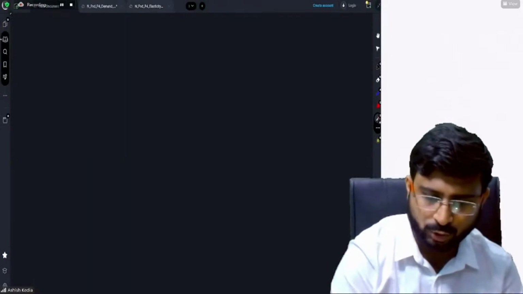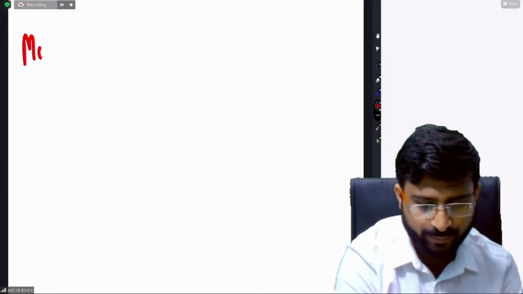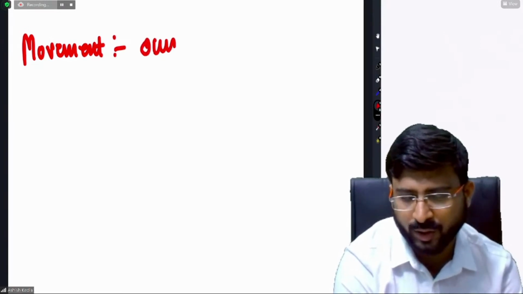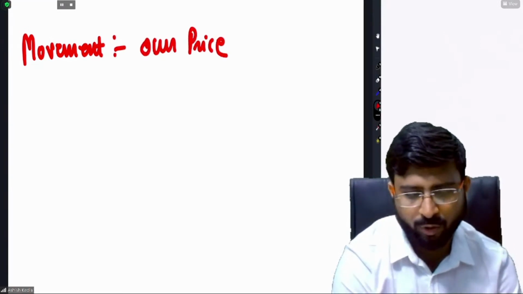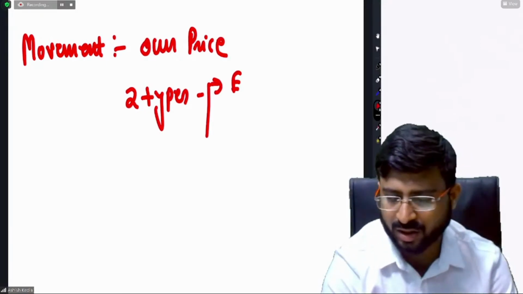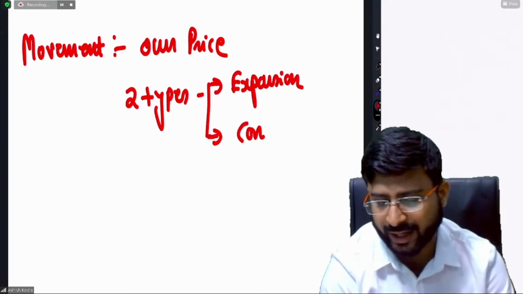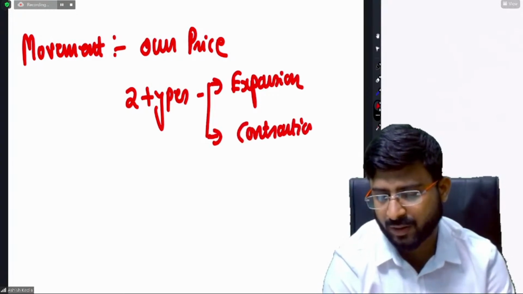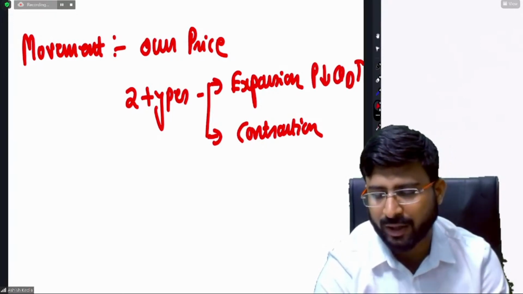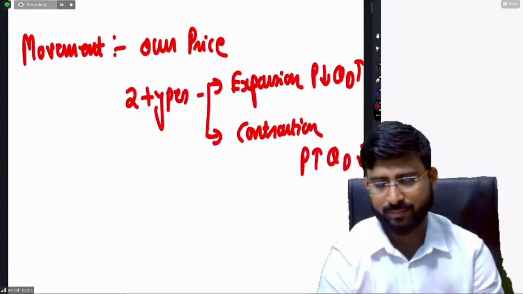Right, sir. So basically what is happening in movement and shift is, movement takes place because of own price. Movement is of two types. What are the two types, everyone? Expansion and number two is contraction. In expansion, fall in price leads to rise in quantity demanded. In contraction, rise in price leads to fall in quantity demanded.